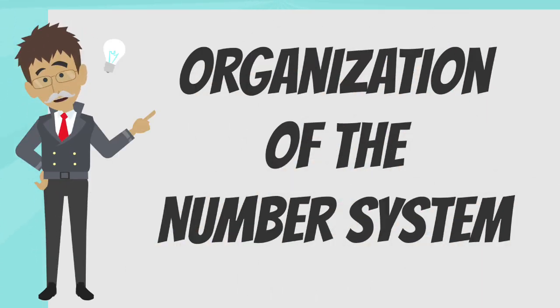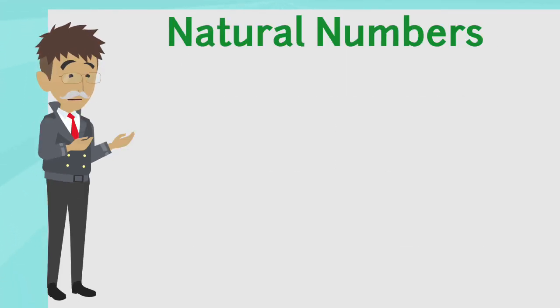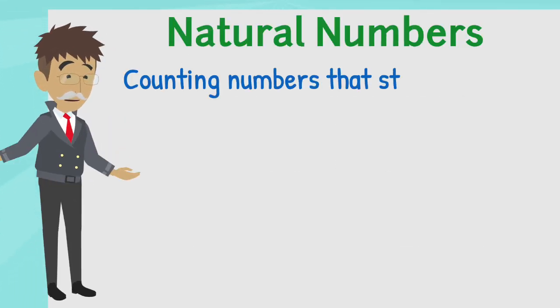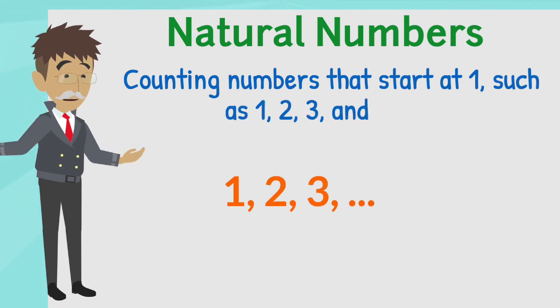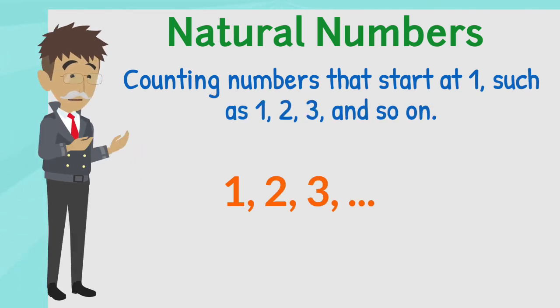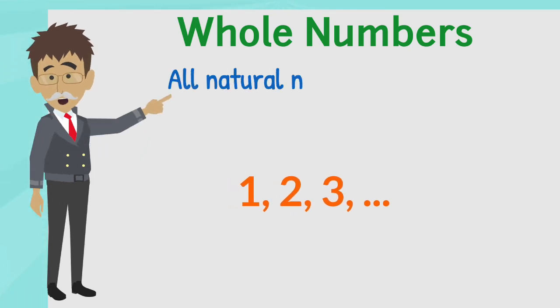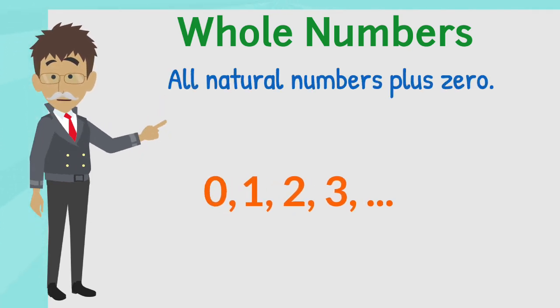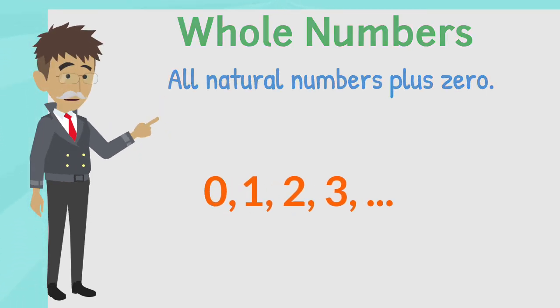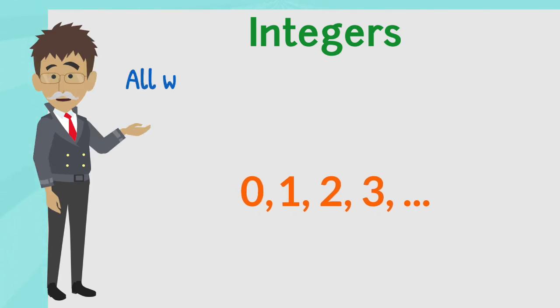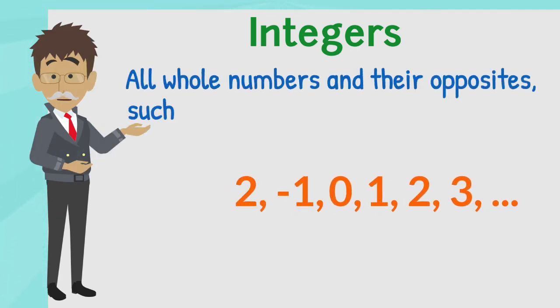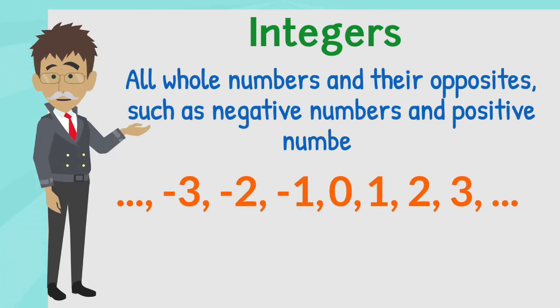These sets help you understand how the entire number system is organized. Natural numbers. Counting numbers that start at 1, such as 1, 2, 3, and so on. Whole numbers. All of the natural numbers plus 0. Integers. All of the whole numbers and their opposites, such as negative numbers and positive numbers.